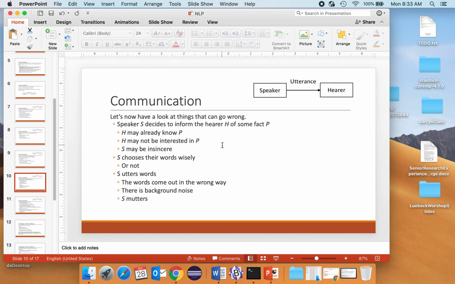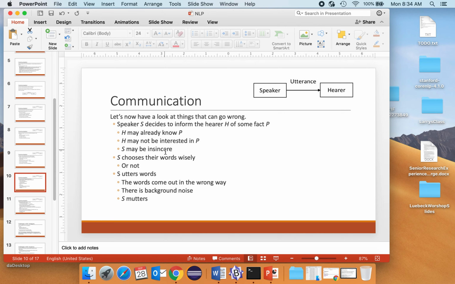So what are some of the things that can go wrong in this process? Let's have a look at these items in detail, or in turn. Speaker S decides to inform hearer H of some fact P. Well, maybe here H already knows P, in which case the speaker might look silly, or the hearer might think ill of the speaker, or maybe they think well of them, say, thanks for reminding me of that. Maybe H is just not interested in learning about P. Maybe S is insincere. They try to lie to this person.